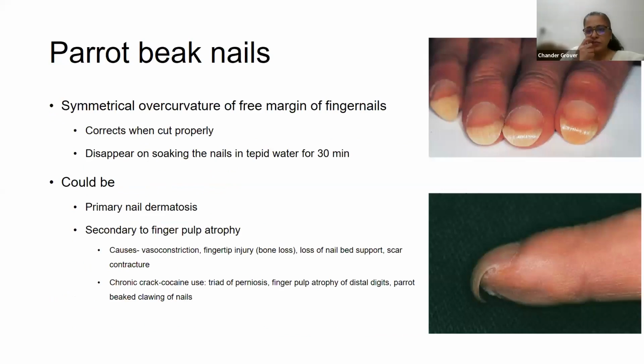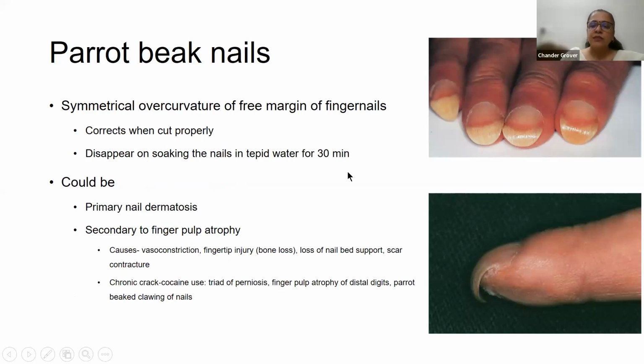Parrot beak. Now, this is what you call the parrot beak appearance. Why does this occur? This occurs because of weakening. It could be a primary nail dermatosis, or it could be secondary to finger pulp atrophy. Interestingly, if I cut these nails normally, they will not have that parrot beak. I'm cutting off the beak of the parrot, but they will still continue to have this curvature. This curvature can also be straightened by just soaking the nail in tepid water for 30 minutes, which softens it.